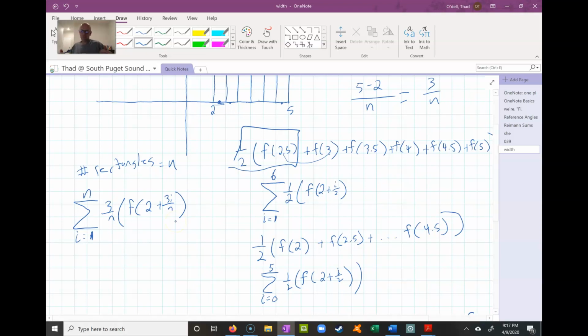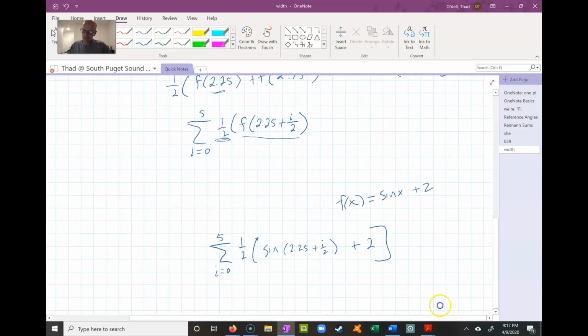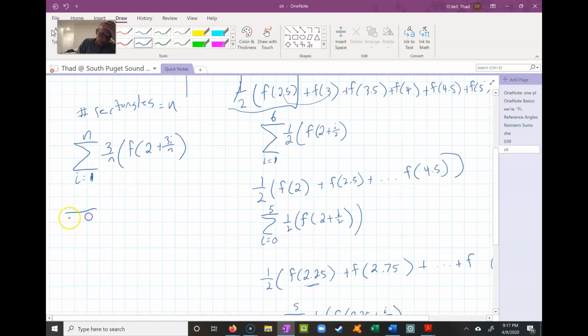And again, if my formula was sine of x plus 2, then this would look like the sum as I runs from 1 to n of 3 over n times sine of 2 plus 3i over n plus 2. And that would be my sigma notation.